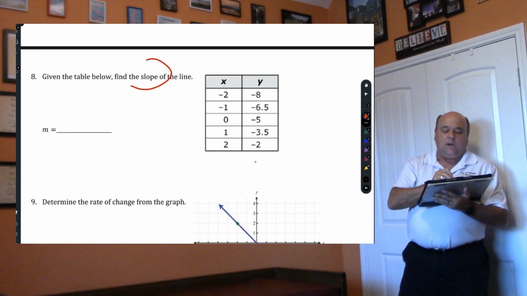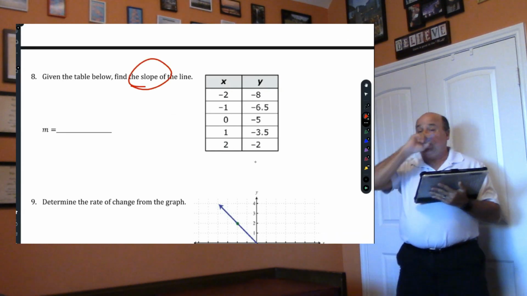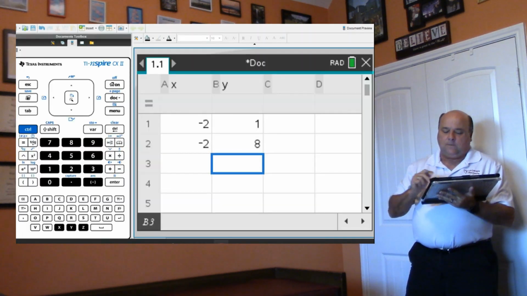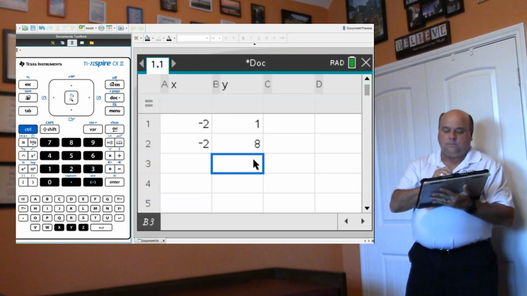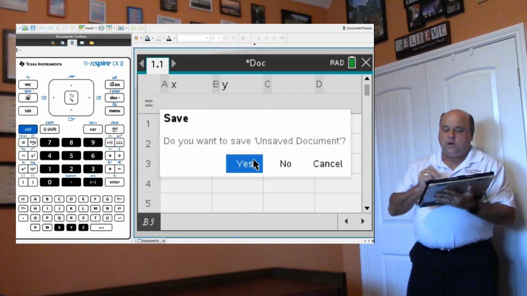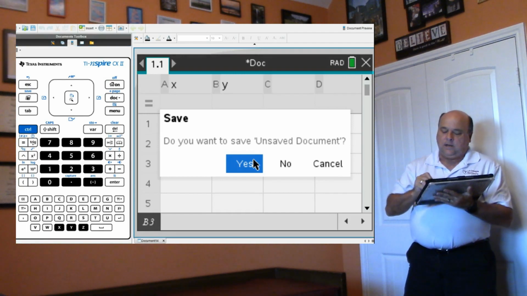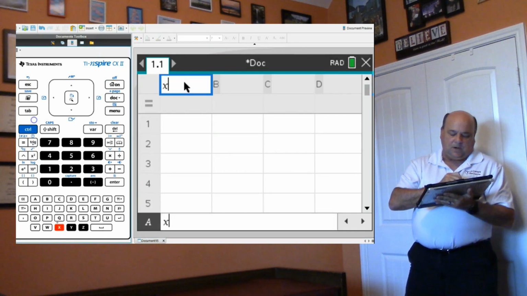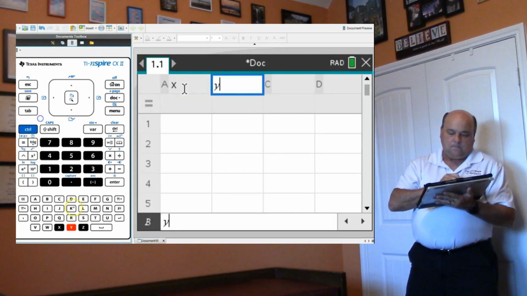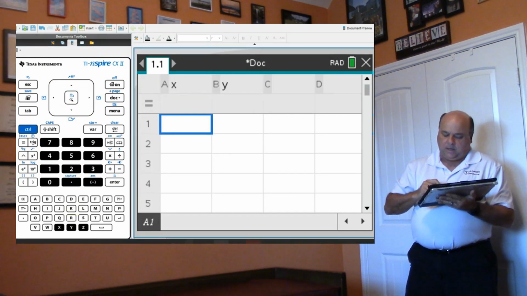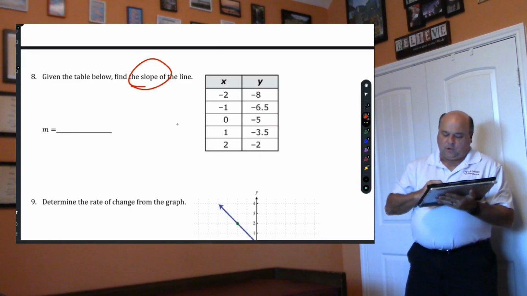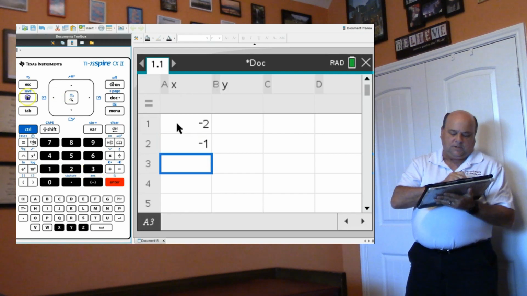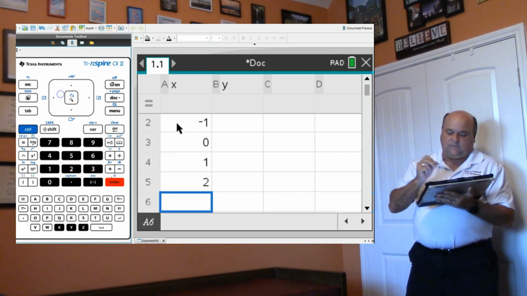We have a table and we want to know the slope. So we're going to put this into a spreadsheet. So let's go to our calculator, hit home, hit 1 for new, and then we're going to click no. We want a spreadsheet 4, and then we got to type in our X and Y. And then we're going to put in the table. So -2 to 2. So -2, enter, -1, enter, 0, enter. You get real quick at this if you do it a lot.